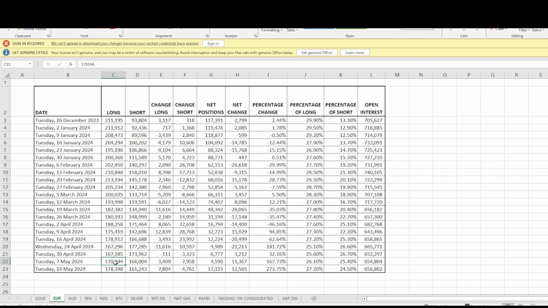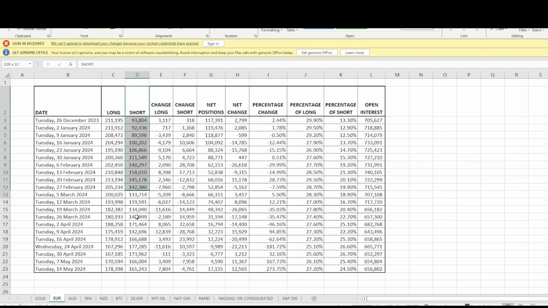There was an increase the next filing to 170,000 longs, and now the current filing is 178,000 longs. You can see the longs have been increasing, and we can expect further bullish movement of price in the market in the euro USD pair, because the longs have only been increasing.